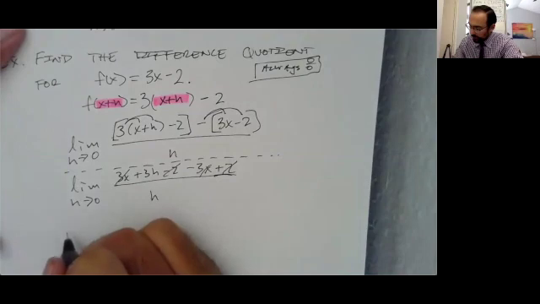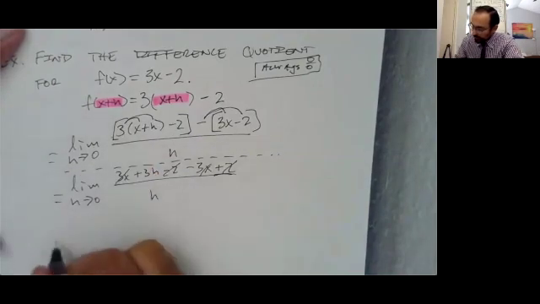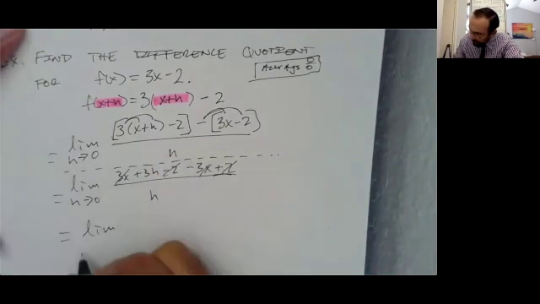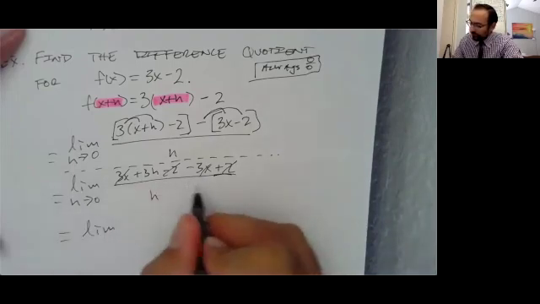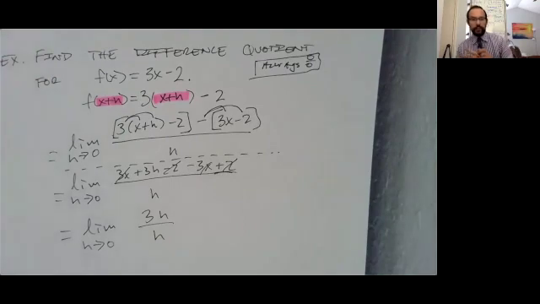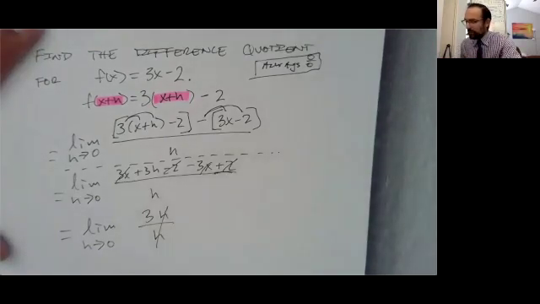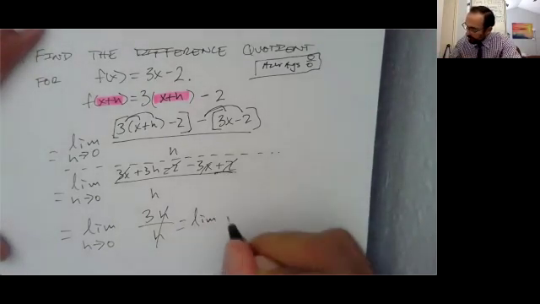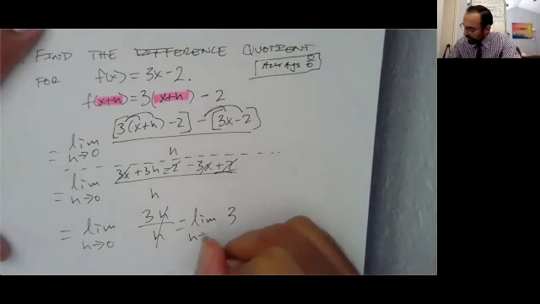Those also cancel. So this, and I should be putting my equal signs here, but it's kind of implied, is the limit of, what do I have left? Well, I have a 3h left over on top, and then just an h left over on bottom. So the limit of 3h over h as h goes to 0. Well, can I plug in 0 here for h? I can try, but I'm going to get 0 over 0. So what else could I do with this? Well, if you're looking at this, hopefully you see you can just simplify. So this becomes the limit of 3 as h goes to 0.